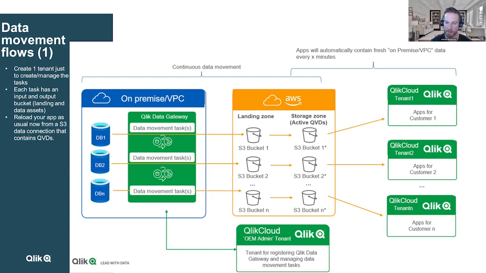Next, Qlik Cloud Data Integration will take the data and create up-to-date QVDs. Those will be stored, and I call it an output bucket. So this is the input for the data movement task, and this is the final output, which contains QVDs.